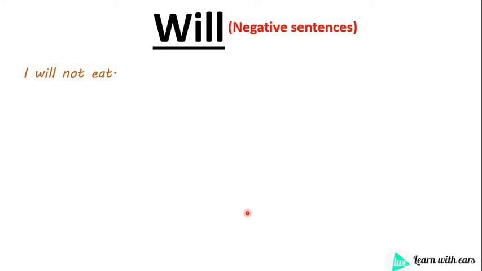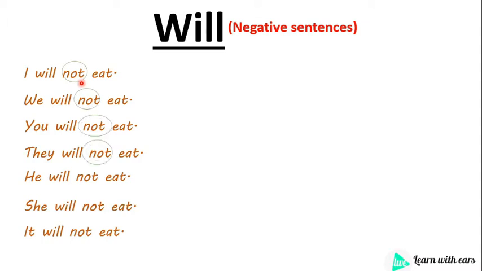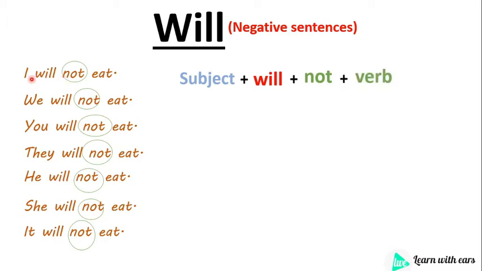So here is the first sentence: I will not eat, we will not eat, you will not eat, they will not eat, he will not eat, she will not eat, it will not eat. To make negative sentences in future simple tense, we use not. After will we use not. So we use subject, then will, then not, and verb. Subject, will, not, and verb, right?